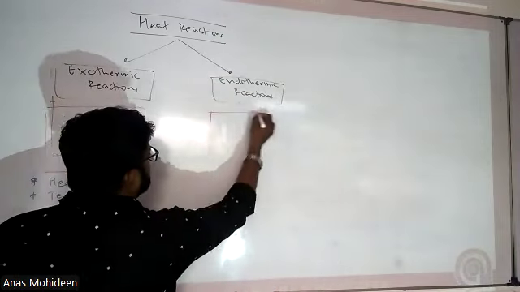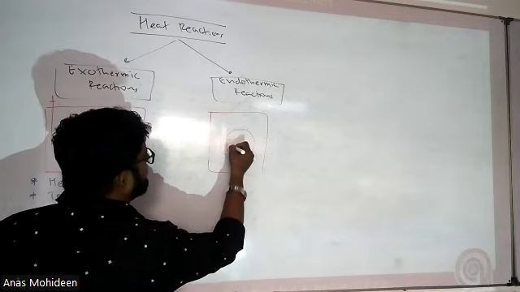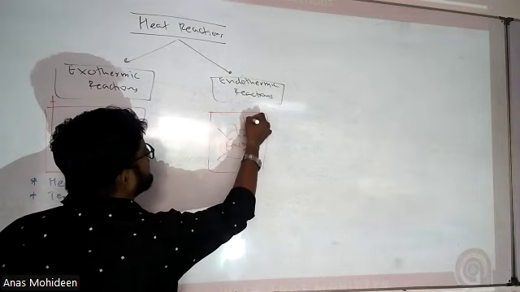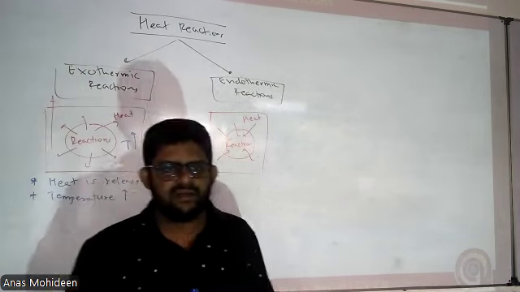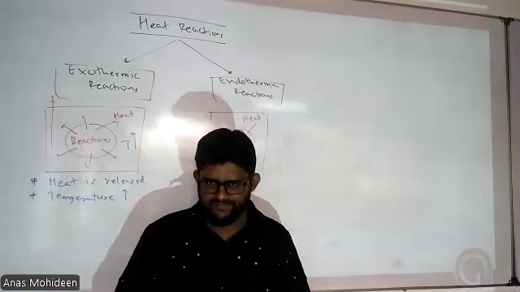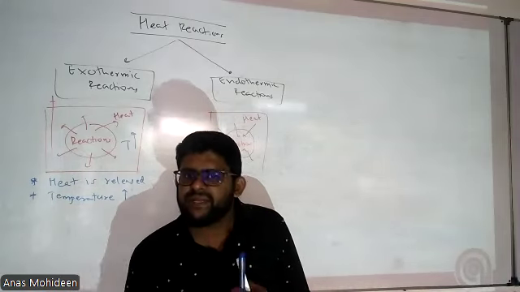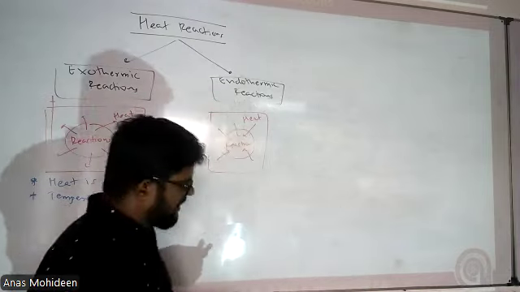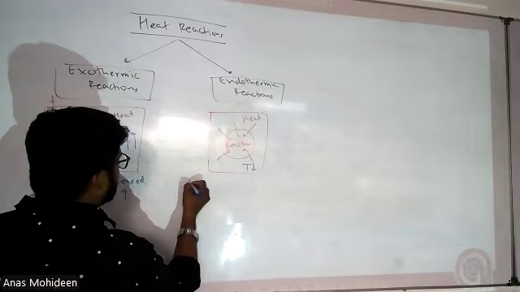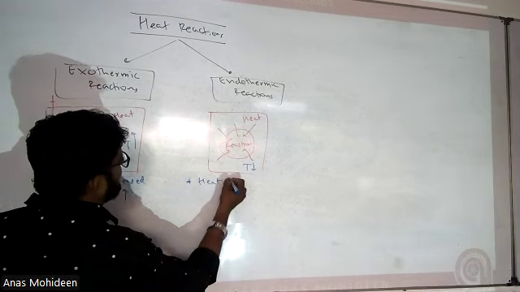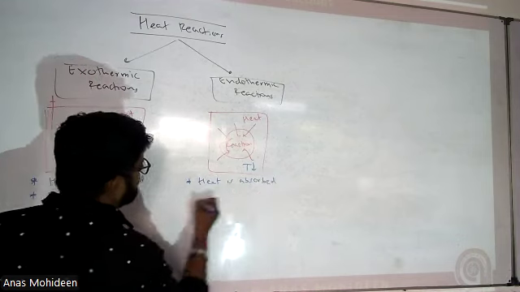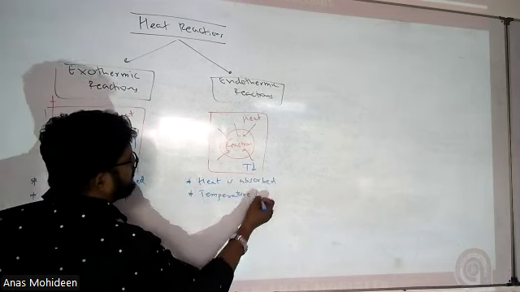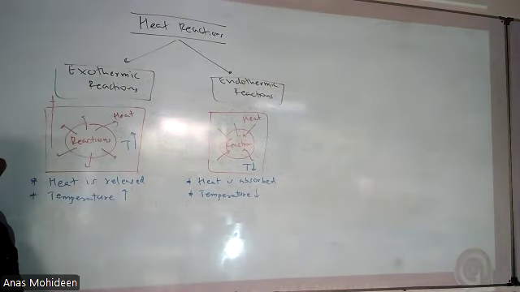Endothermic means when a reaction is happening, it is absorbing the heat. From my surrounding, I'm absorbing the heat. When I absorb the heat from my surrounding, what happens to the surrounding temperature? It goes down, right? Because it is losing the heat. Surrounding temperature goes down because the heat is absorbed.